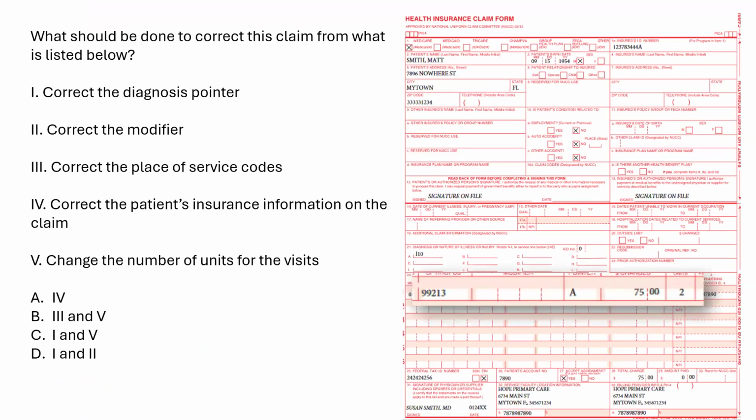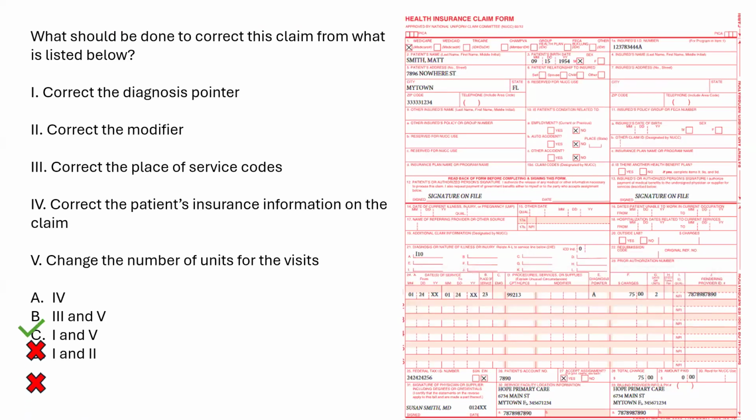Let's focus on number 5, change the number of units. This is in box 24G on the HCFA 1500 form. The code is an evaluation and management code. This code would not be allowed to be billed for more than 1 unit in any situation. Therefore, we know that we need to correct number 5. The answer is either B or C because it has number 5 in it, eliminating A and D.